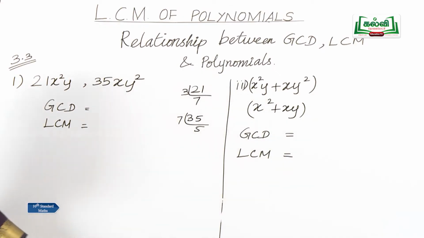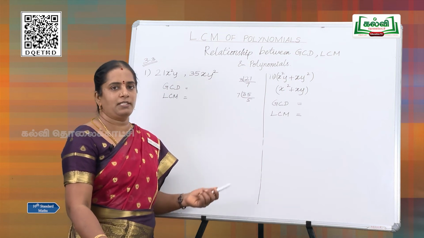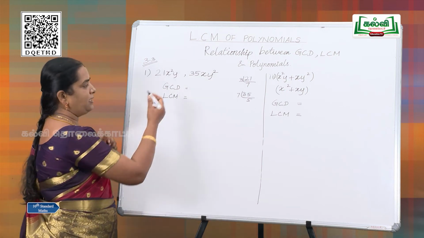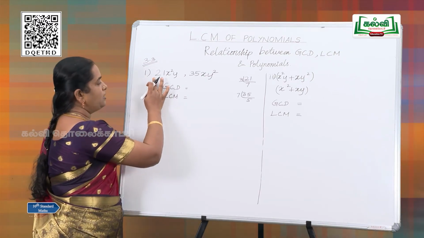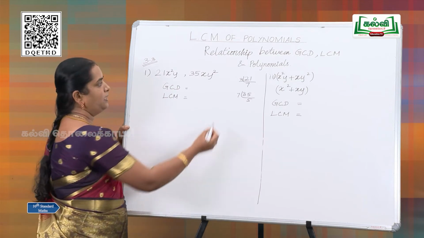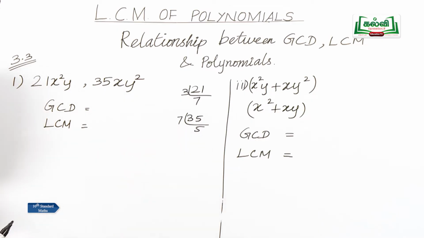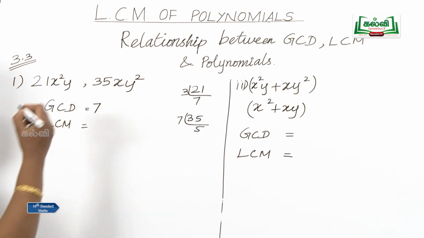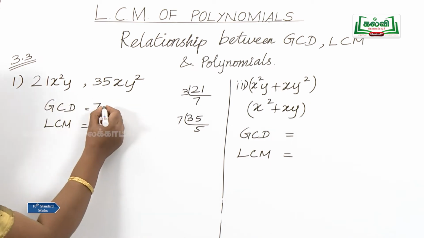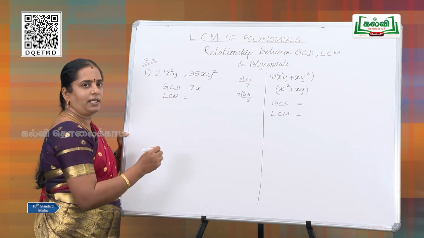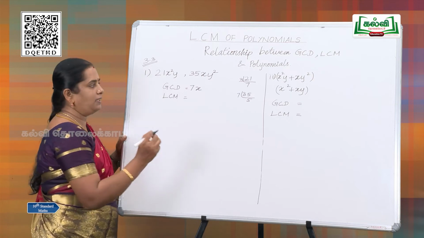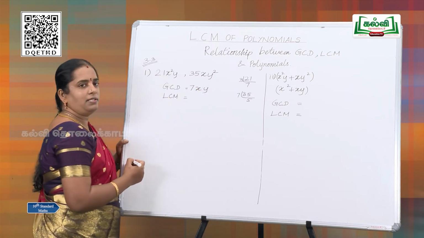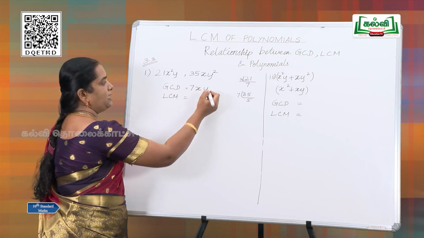See, for these two expressions we are to find the GCD and LCM, and we are going to verify the relationship between these. First, find the GCD of the numerical coefficients. Find the GCD of 21 and 35. So, 21 and 35 have 7 as their common divisor. So, 7 is their GCD, and the least power of the variables is to be taken. So, least power is 1. So, x power 1 is our term in the GCD, and here y has the least power as 1.